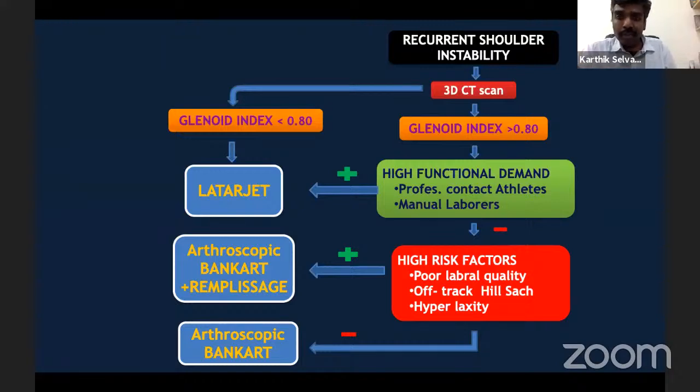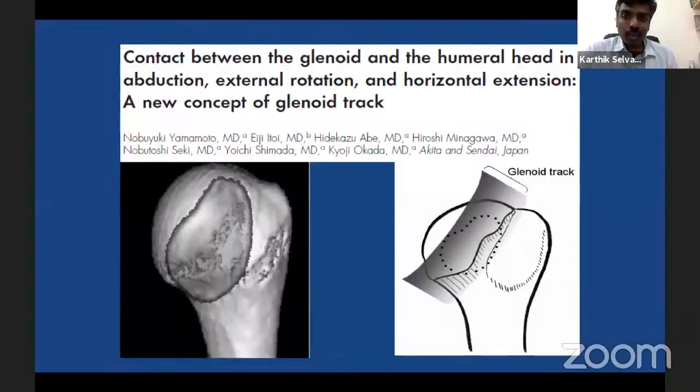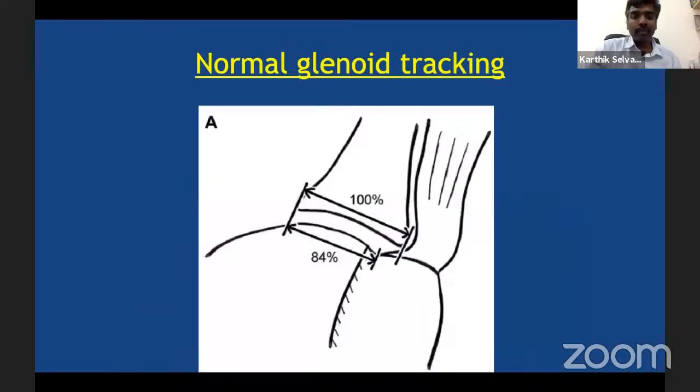And in our score, our algorithm needs a 3D CT scan, so all the patients get a 3D CT anyway. I think most of us know what the track is, but for the benefit of the youngsters, I just want to quickly touch upon what the glenoid track is. Basically, when you abduct and externally rotate the shoulder, the area of the humeral head which comes into contact with the glenoid is called the glenoid track. So the glenoid track is the track formed by the glenoid on the humeral head. Now it is 84% of the humeral head, because 17% goes along the insertion of the cuff.